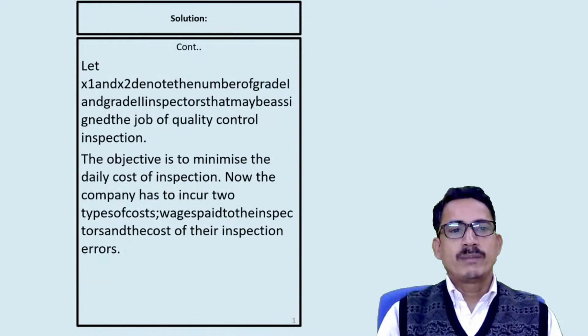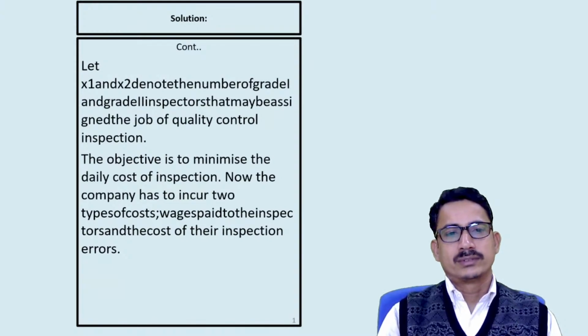So the objective is to minimize the daily cost of inspection, because the spending amount should always be minimum. The company has to incur two types of cost: wages paid to the inspector and the cost of the inspection error.